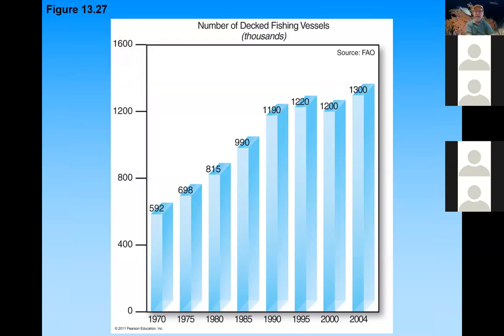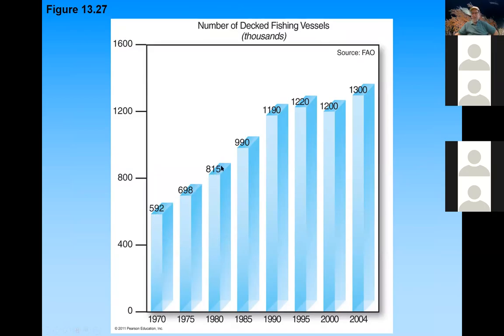Well, we can understand how fishing has responded if we look at some numbers of fishing vessels. And here you see an interesting feature. This goes from 1970 to 2004, so just about 35 years, in 5-year increments. This is the global number of decked fishing vessels. These are not open boats, but fishing boats that would be capable of going offshore. They have decks. So these are probably mostly commercial fishing. But what do we see in these numbers?